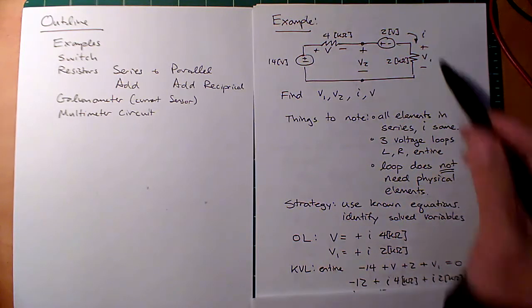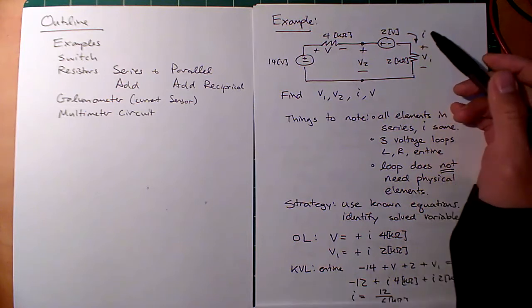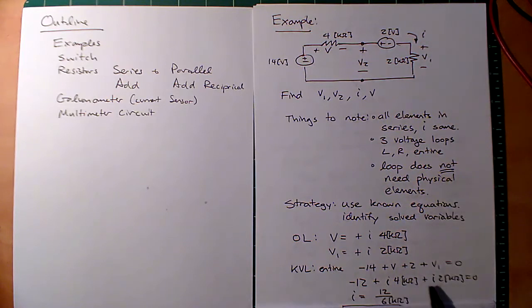And that's great, because now I can solve for this I. And I get I is 12 divided by, so I bring this 12 over, divided by 4 plus 2, which is 6.